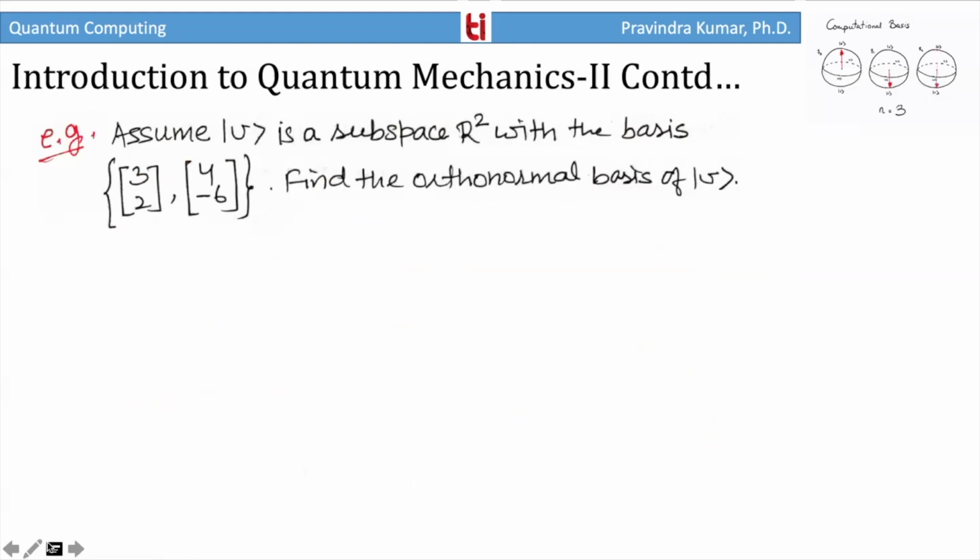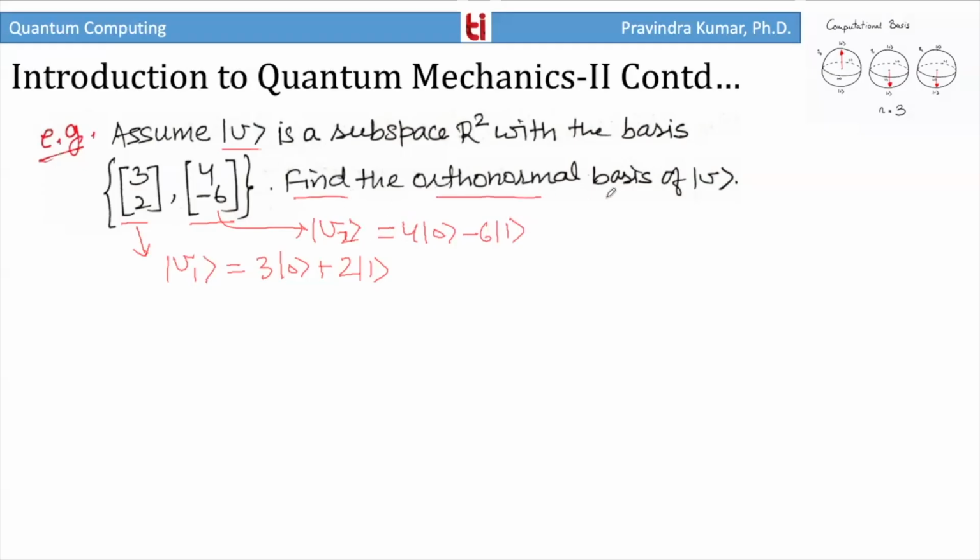Now let us take another example for better understanding. Assume the quantum system ket V is a subspace of R square with the basis 3, 2 and 4, minus 6. These bases are represented in the form of column vectors. So suppose this basis V1 is represented as 3 ket 0 plus 2 ket 1, and this other quantum basis V2 is represented as 4 ket 0 minus 6 ket 1. So here you have to find the orthogonal basis of V.